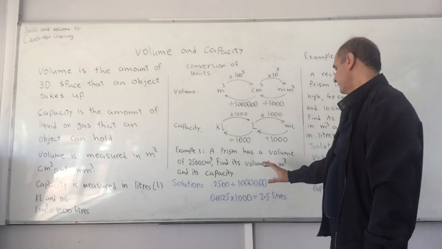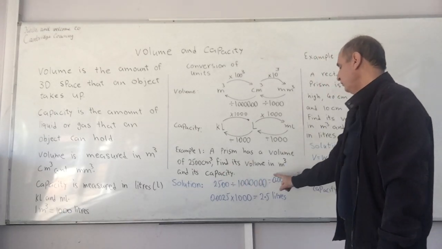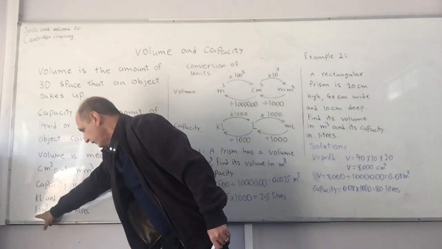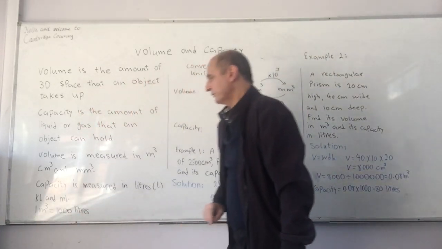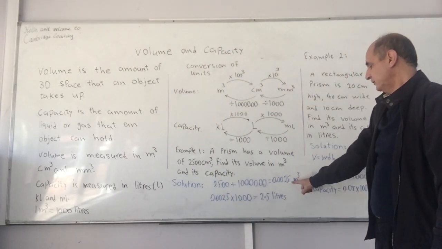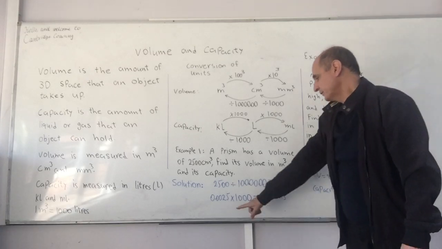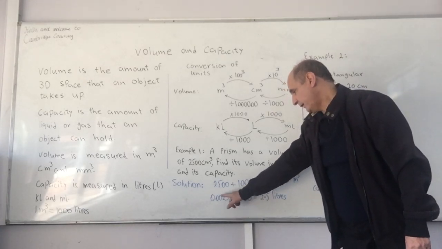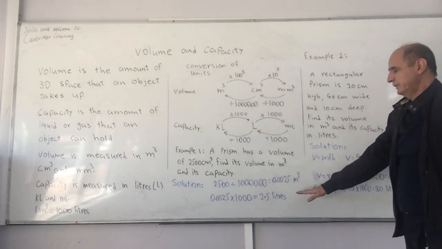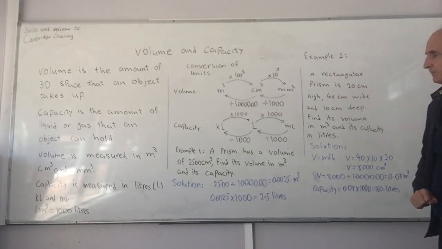The next part is telling me how much is the capacity. Now I have the volume in cubic meters. Using that 1 cubic meter is the same as 1,000 liters, each 1 cubic meter is 1,000, so I got to times this by 1,000. So 0.0025 times 1,000 gives you 2.5. So it is 2.5 liters. Its capacity is 2.5 liters.